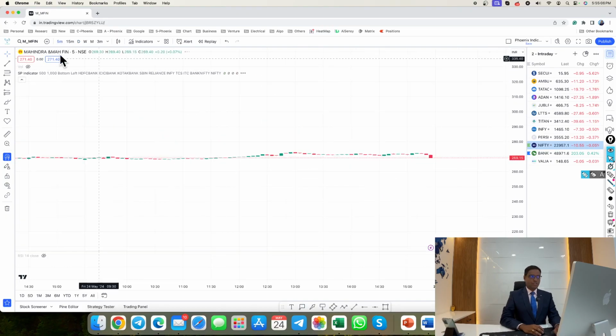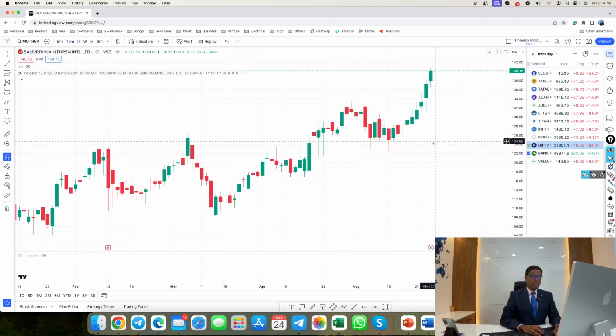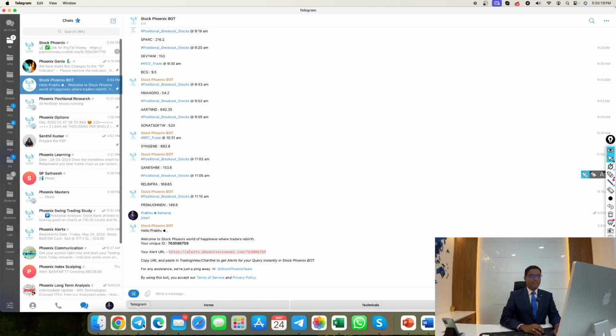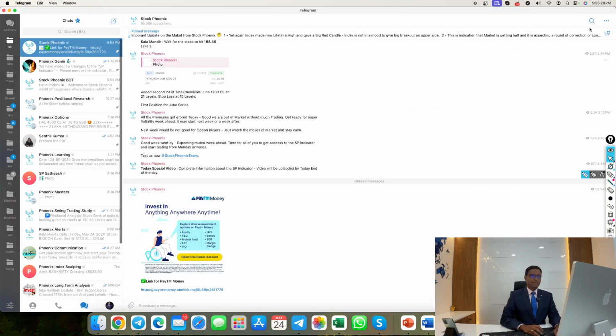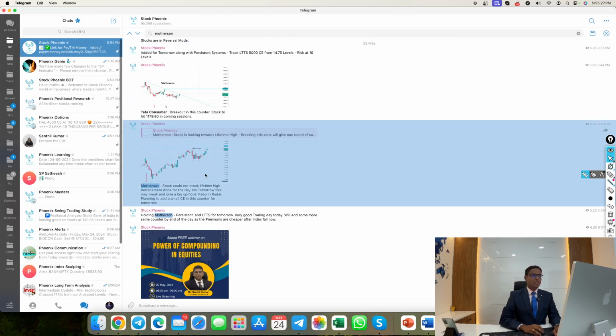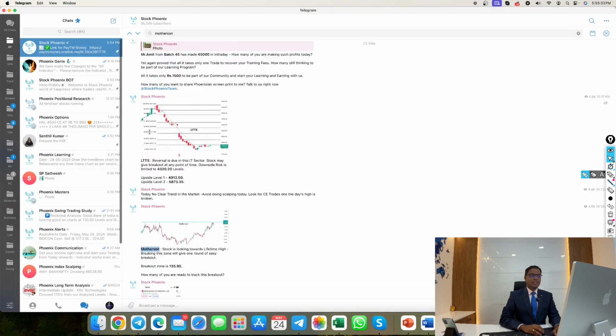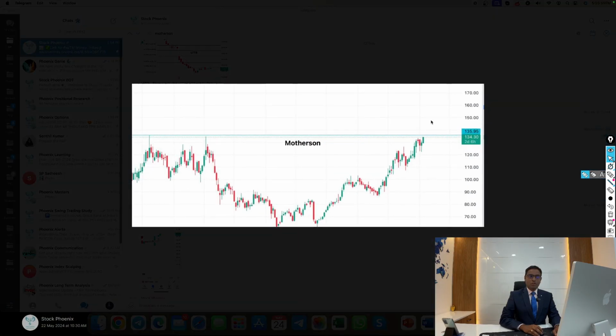in this counter, right? For another example, one more is Motherson Sumi. This particular stock I have shared with everyone on Telegram, stating that this is a good candidate for going for a long trade, right? Okay, this candidate is good for long trades. Over and above this, 135.95 is a resistance zone. Breaking this, the stock will give you a beautiful up move.